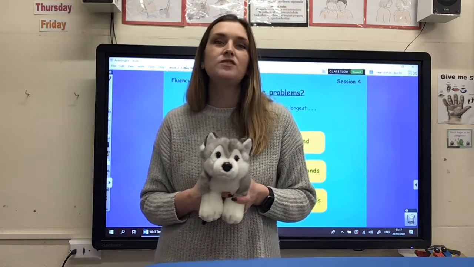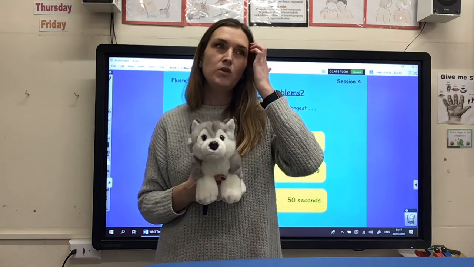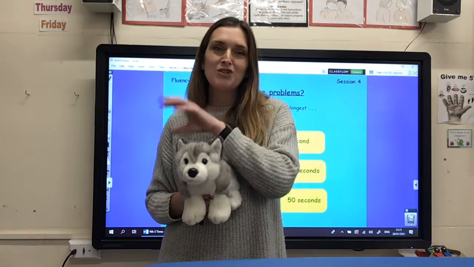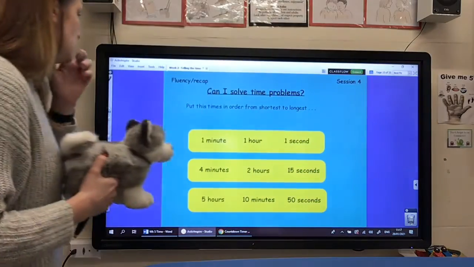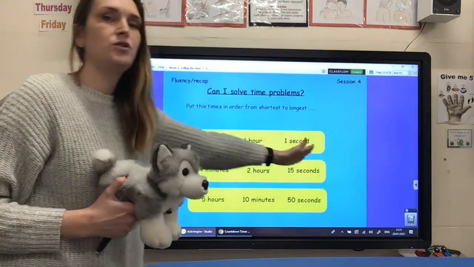Now yesterday you did some fantastic work getting active, seeing how many times you can do different actions in 1 minute, and you also had a little task of ordering units of time from the shortest to the longest, so we're going to recap on that this morning. So I have some times here, we need to put them from shortest on this side to the longest.